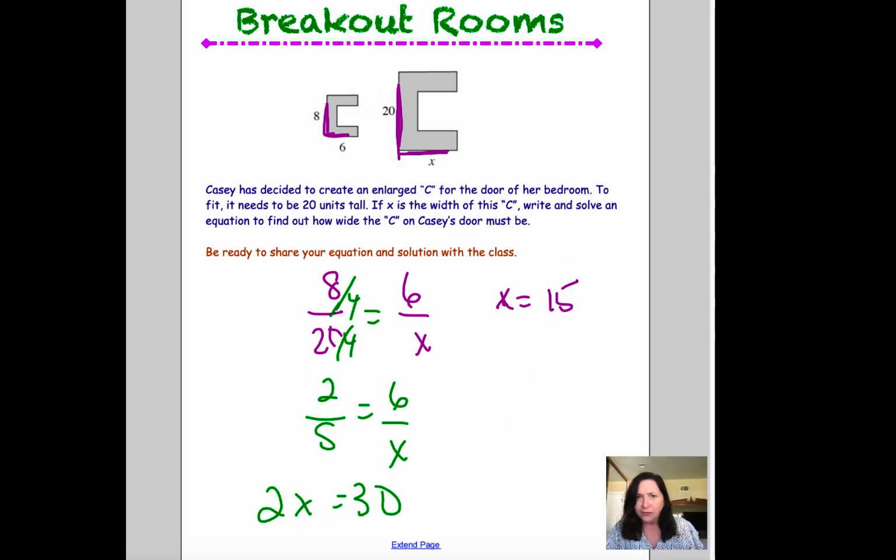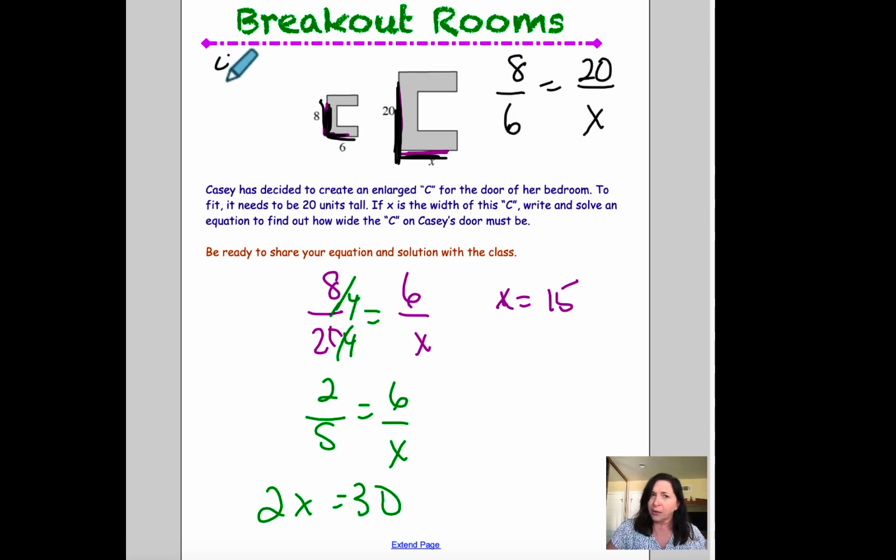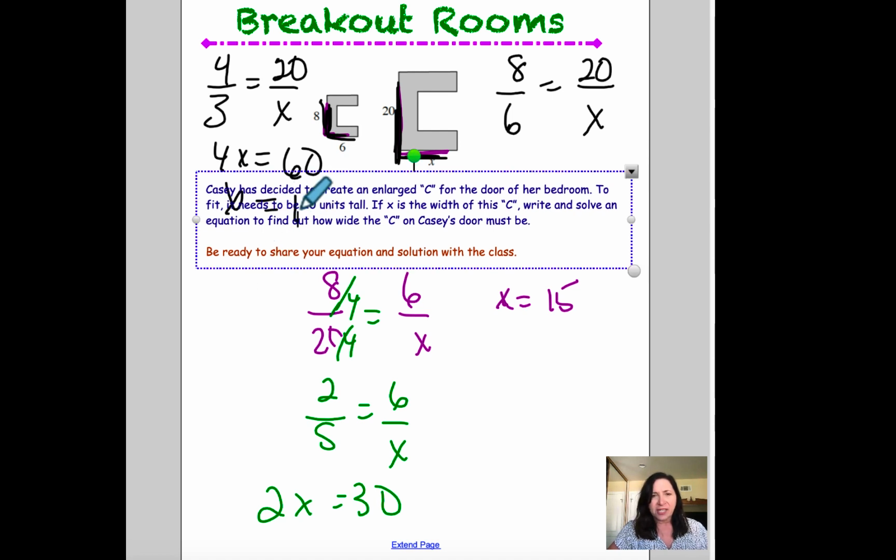The other option that I could have done right in the very beginning up here was this. Instead of saying 8 is to 20, I could have said 8 is to 6. Left side is to my base as left side is to my base. So 8 is to 6 as 20 is to x. I would still reduce a fraction if I could. 8 is to 6, I would divide that by 2, and I would get 4 is to 3 as 20 is to x. I get 4x is equal to 60, x equals 15 again.